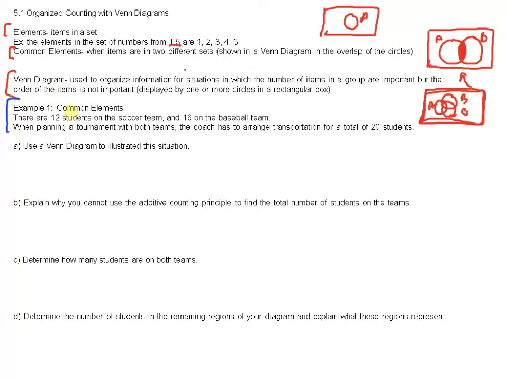Okay, example 1, common elements. There are 12 students on a soccer team and 16 students on a baseball team, and they go to a tournament. It's like a soccer baseball tournament. So they need to arrange transportation for 20 students. Here's our issue. 16 plus 12 does not equal 20.